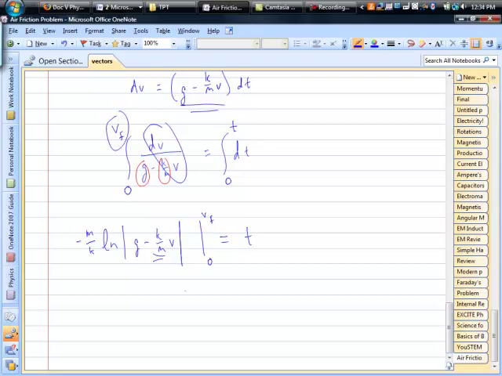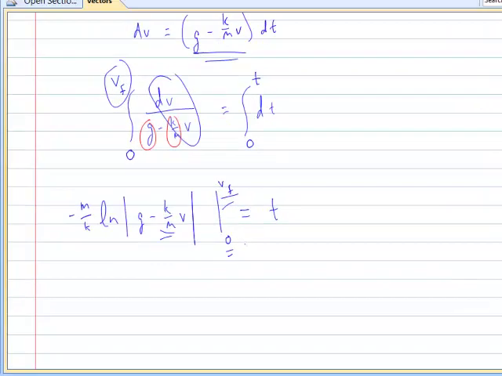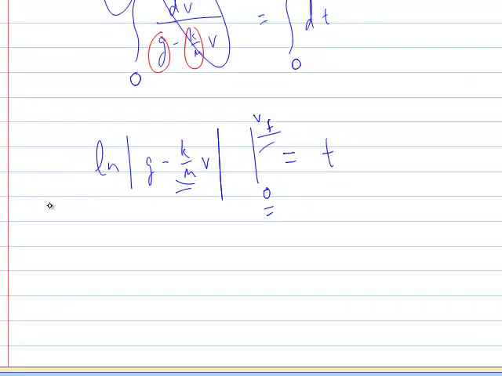To evaluate things, we have to plug in our top limit, which is the final speed, and then subtract what we get for the bottom limit, which is 0. Before doing that, I'm just going to go ahead and divide through by those constants and put them on the other side.